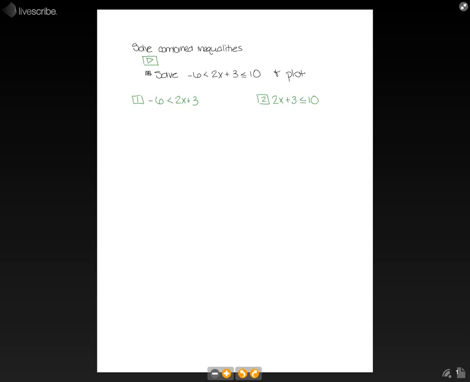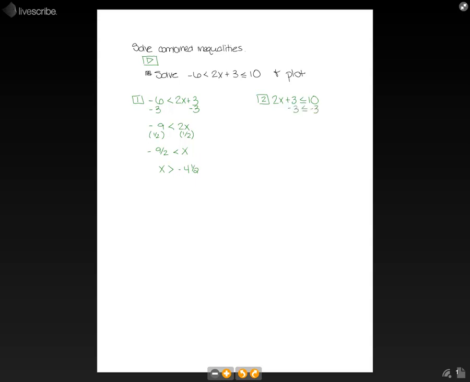For the first one, we're solving for x, in which case we can subtract 3 from both sides, giving us negative 9 is less than 2x, where we can multiply both sides by 1/2, giving us negative 9 over 2 is less than x, or alternatively, x is greater than negative 4 and 1/2.